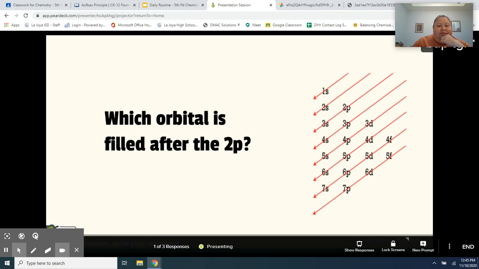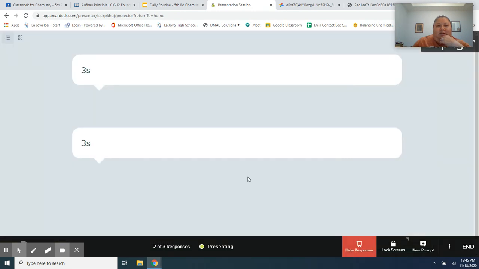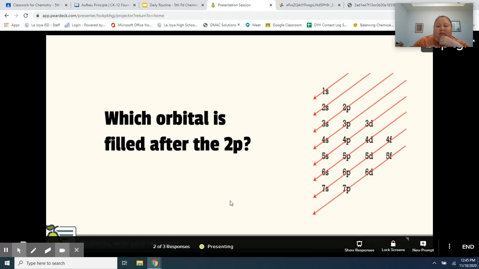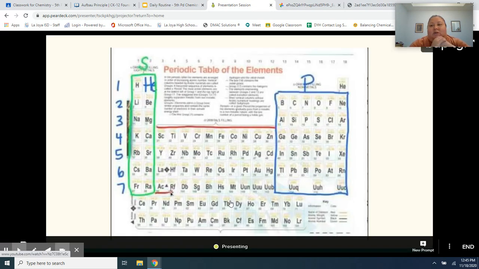Very good, Irvin. Irvin is saying that after 2p, which is right here in this third arrow, he's going to go down to 3s. All right. Let's see what everybody else wrote. Excellent. Okay. Let's watch this video.